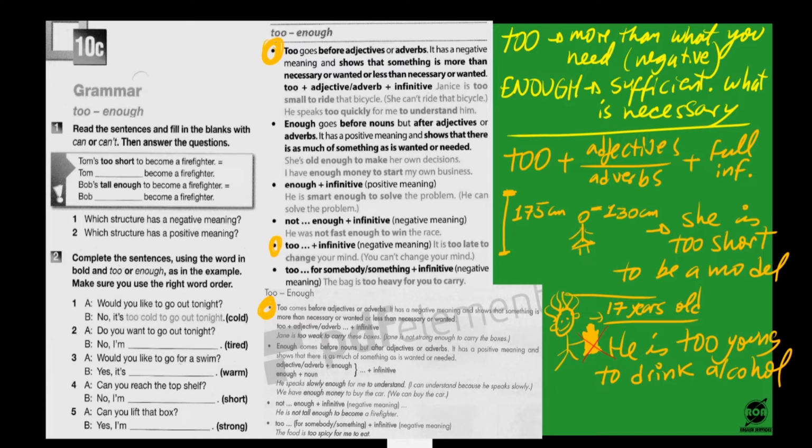So let's just start with the formulas. Notice that in here I have circled in color orange the usage that I'm describing here. So I'm using too plus adjectives and adverbs. This is the formula, plus the full infinitive.